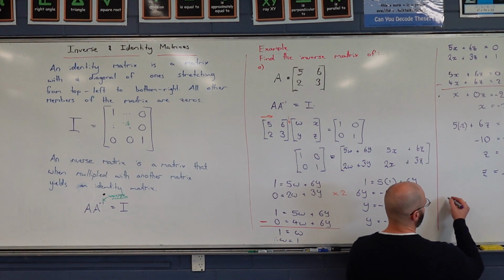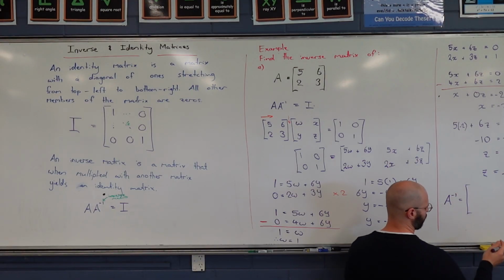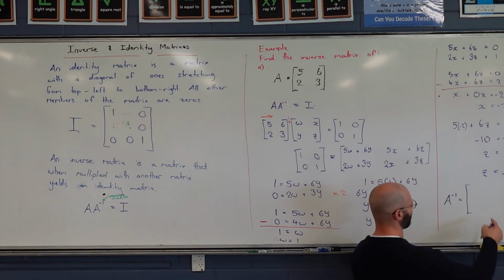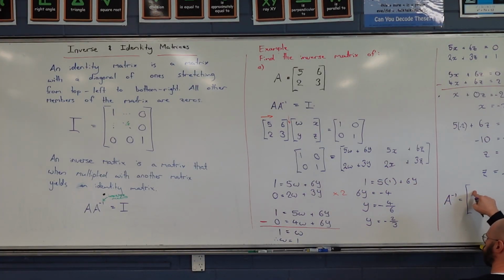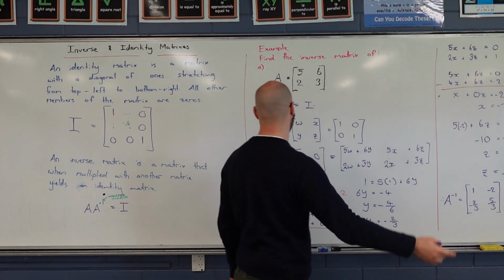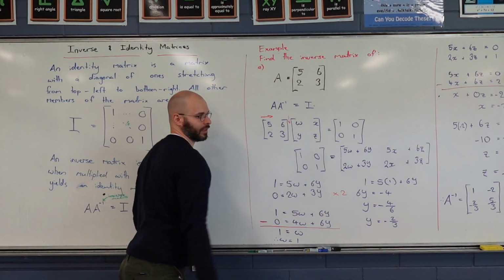So since we know W, X, Y, Z, what is our inverse matrix, please? W is 1. X is negative 2. Y is negative 2 over 3. And the final one, Z, is 5 over 3. So what you find is that if you multiply this with that, you'll get your identity matrix.